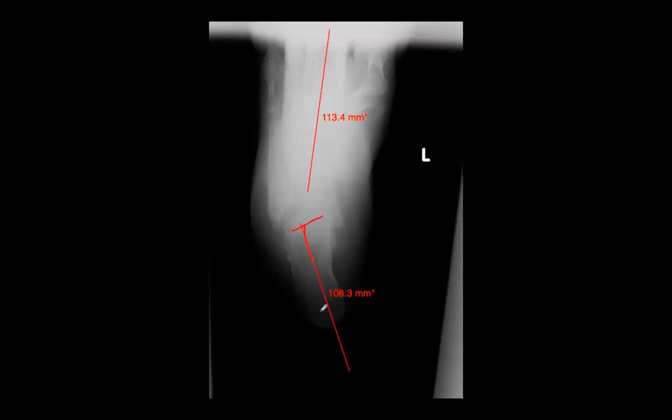So what procedure could you do to help straighten this one out? You already saw this. The Evans, no, the Dwyer, put it in. Or a subtalar fusion. Oh, the fusion, yeah. We don't see a lot of varus, then a Dwyer works better.